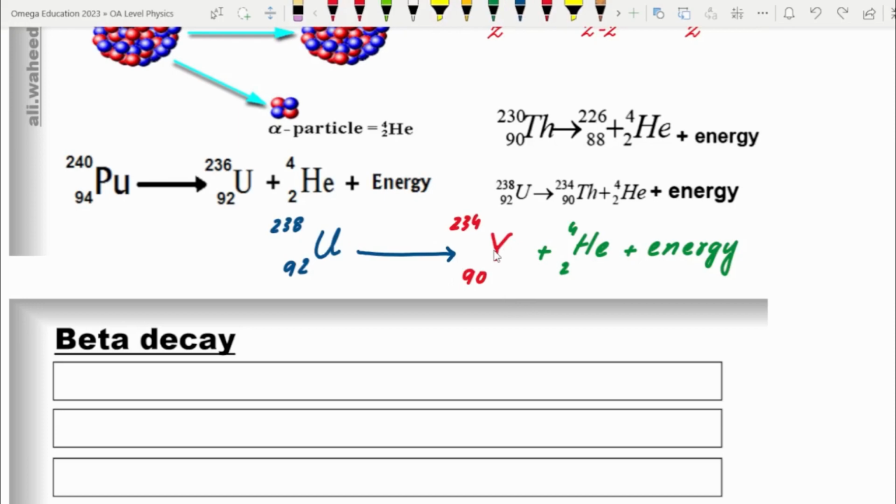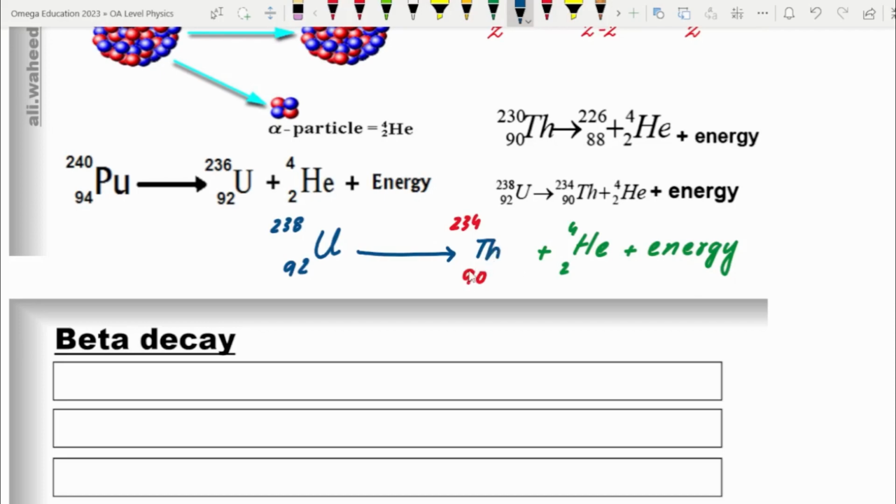Then we open up the periodic table and try to find out which element has atomic number 90. The element with atomic number 90 is none other than thorium. Thorium. How do you know? Are you supposed to memorize it? The answer is no. You're not supposed to memorize it, because in the physics paper you're not provided with the periodic table. So they'll probably write the element by themselves.